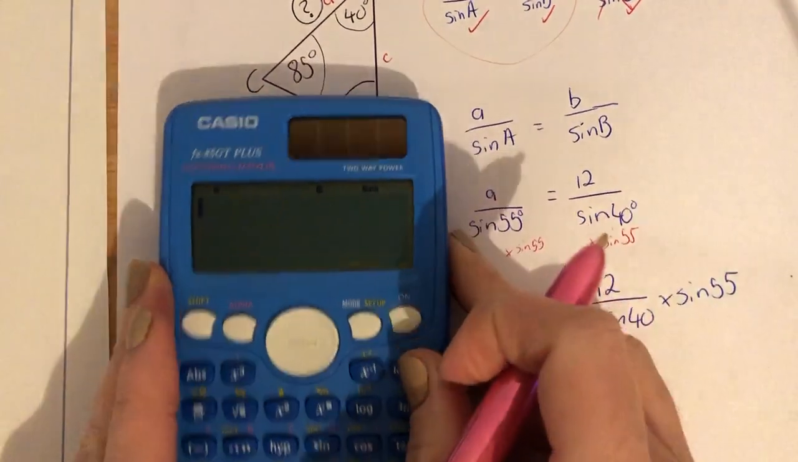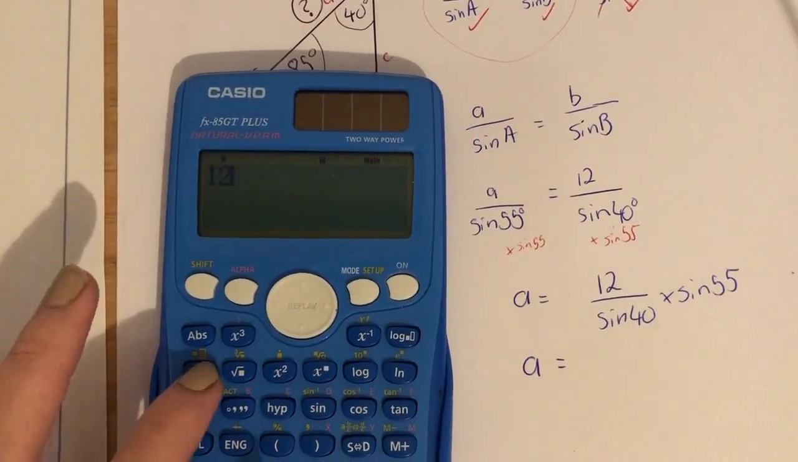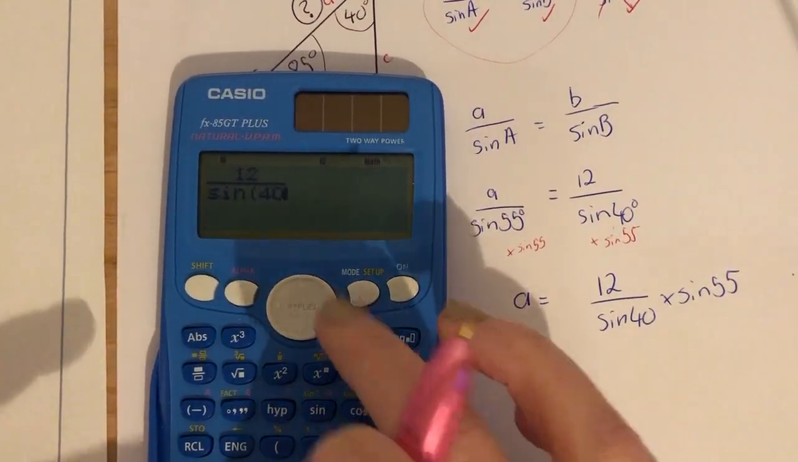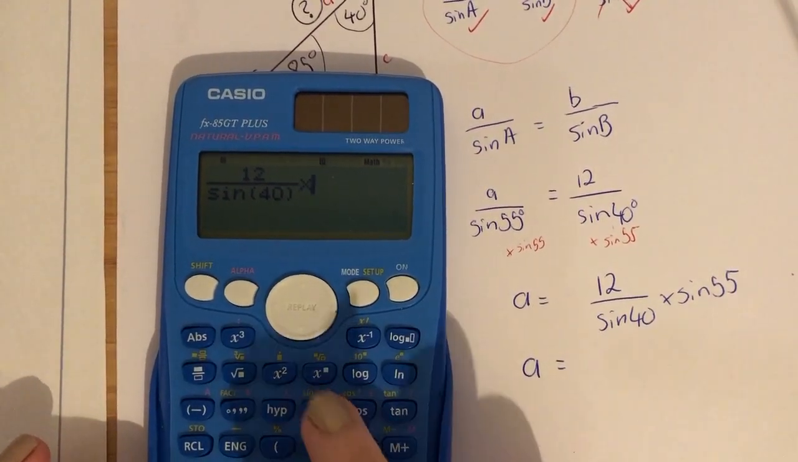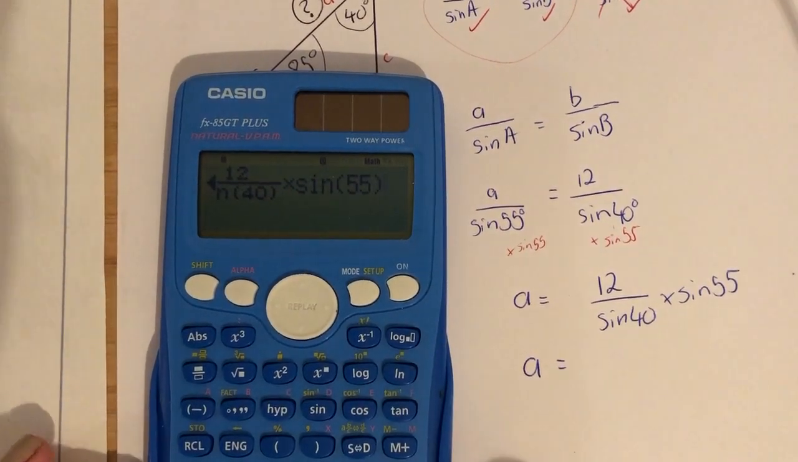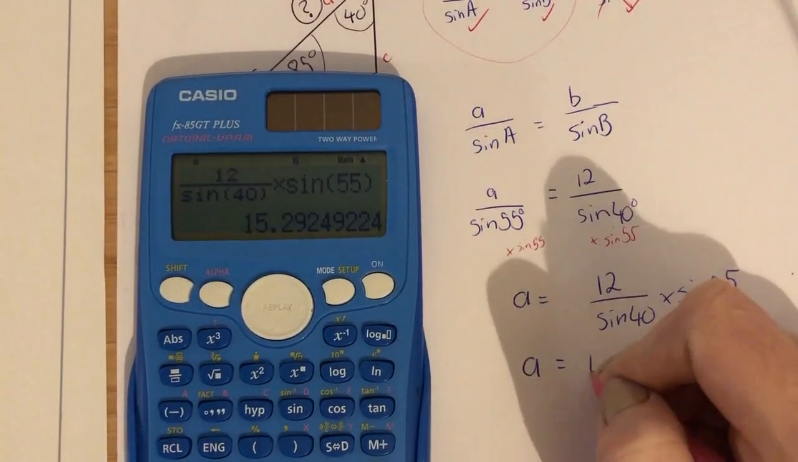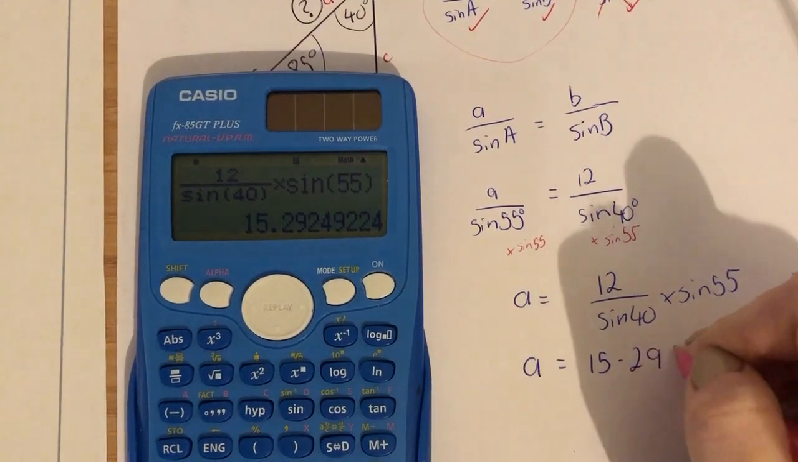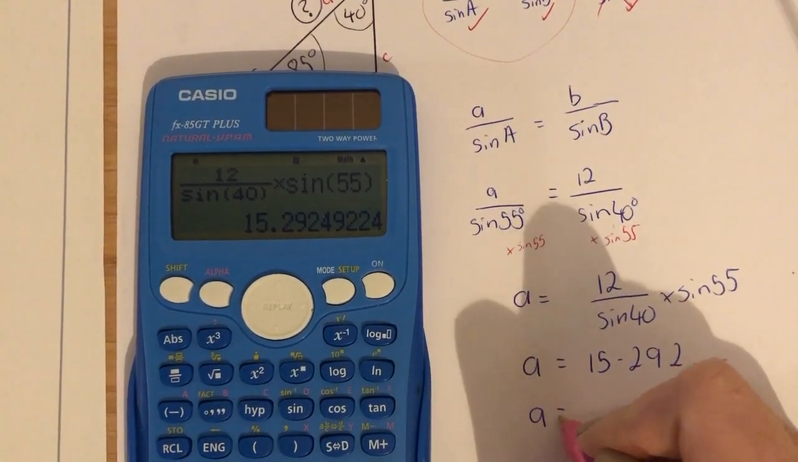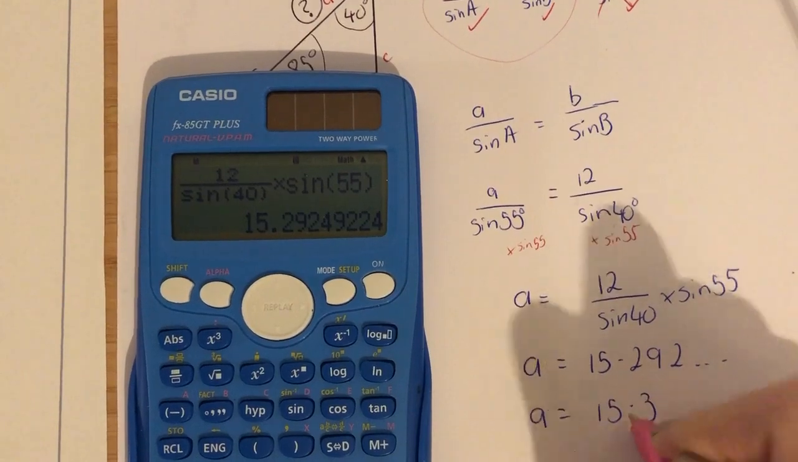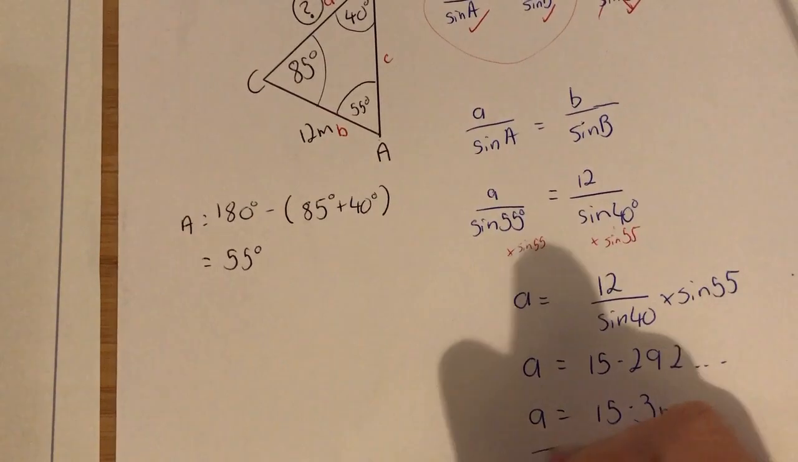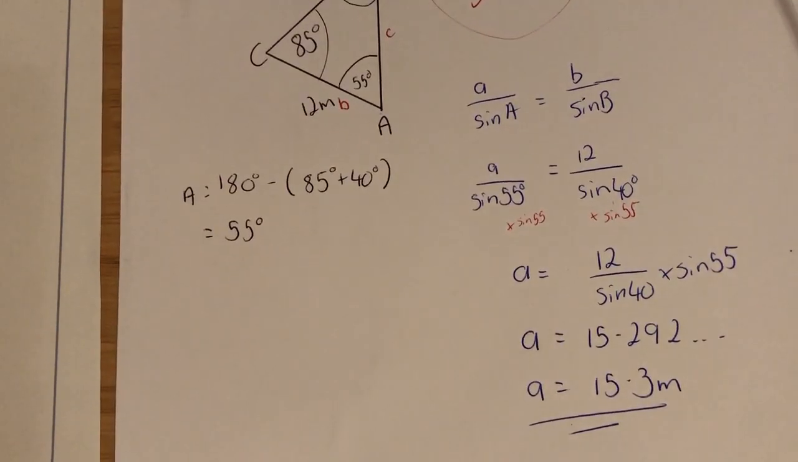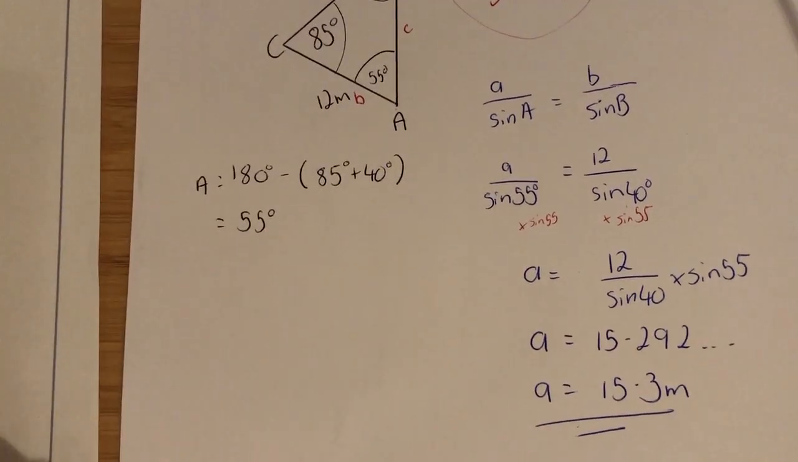So A equals 12 over sine 40. Just make sure to close the brackets whenever you have that, otherwise it comes up as an error, times sine 55, close the brackets again, equals 15.292... and A equals, we're just going to round that to one decimal place, 15.3, and we're in meters, so 15.3 meters. And that's just a straightforward example of how to use the sine rule. Now I'm going to look at a past paper question.